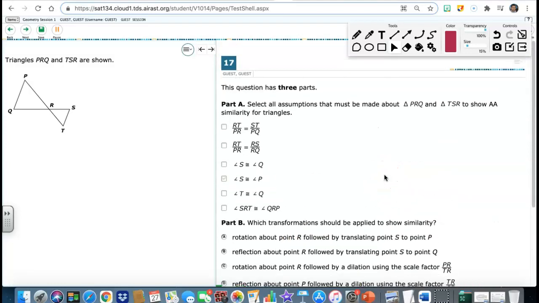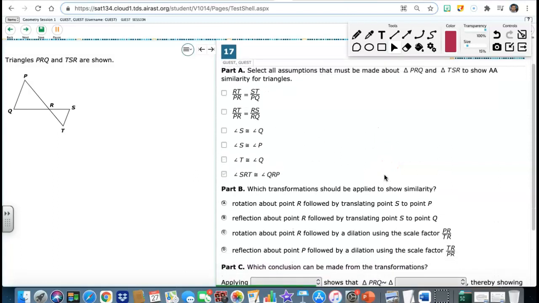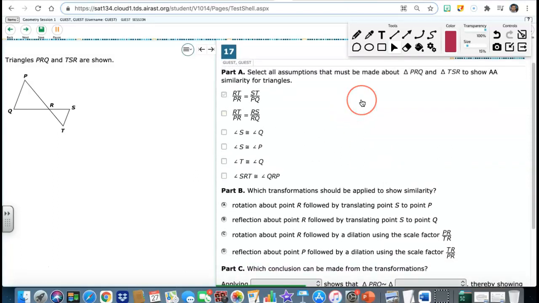Alright, let's go through it. We read the problem, we read the questions, the answers. Select all the assumptions that must be made between these 2 triangles to show the angle similarity for triangles. So, guys, I need to prove that this little triangle is similar to the big triangle. Alright, the way to show similar triangles is using angle similarity, which is they're saying here, angle. Therefore, I need to prove 2 angles in these triangles.